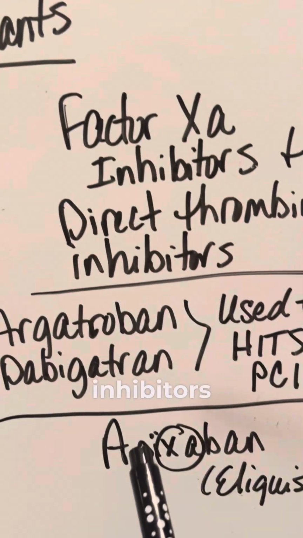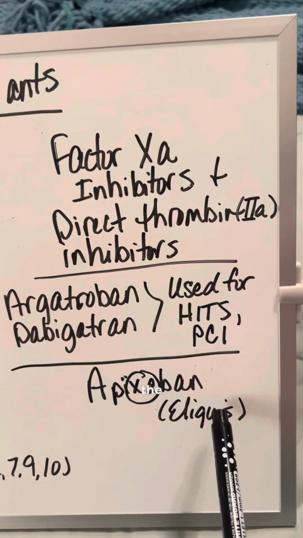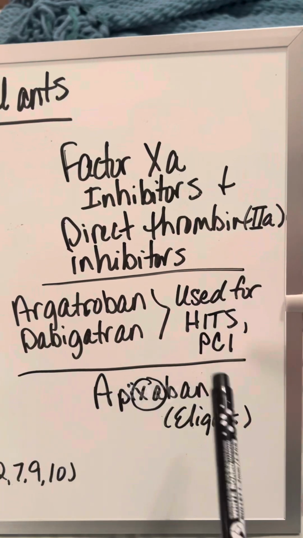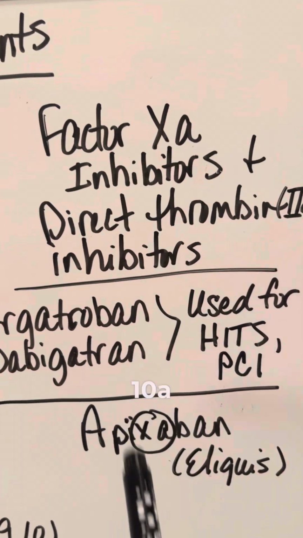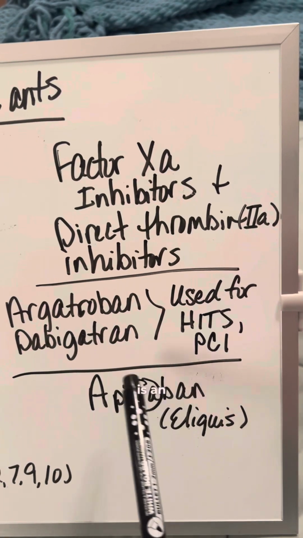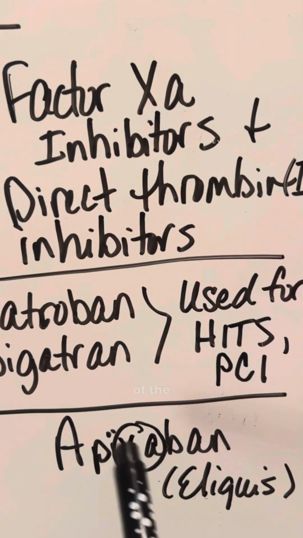Factor 10A inhibitors, apixaban, the brand name is Eliquis, and it's easy to remember that this is a factor 10A inhibitor because there is an XA right in the middle of the name of the drug.